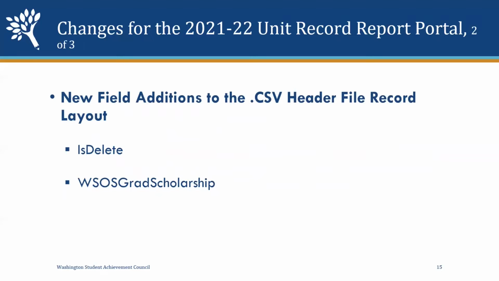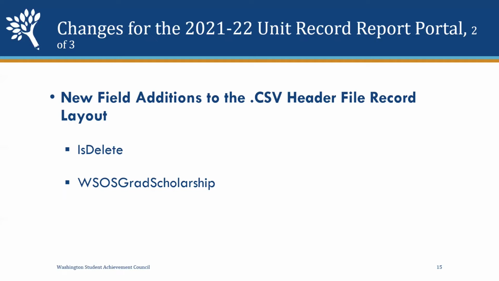New field additions to the CSV header file record layout. Ann will be talking more about these when she gets to her portion of the presentation, but we have a new field called isDelete. It's used to mark records that will be deleted from the unit record during a subsequent supplemental file upload, separate from the initial data upload. The default entry for this in the initial unit record file upload is N or no or false, or it may be left blank, but not 0. So keep in mind that you don't want to put a 0 in this field.